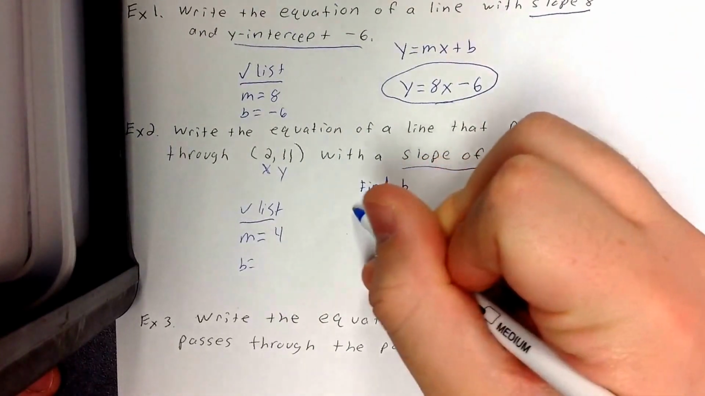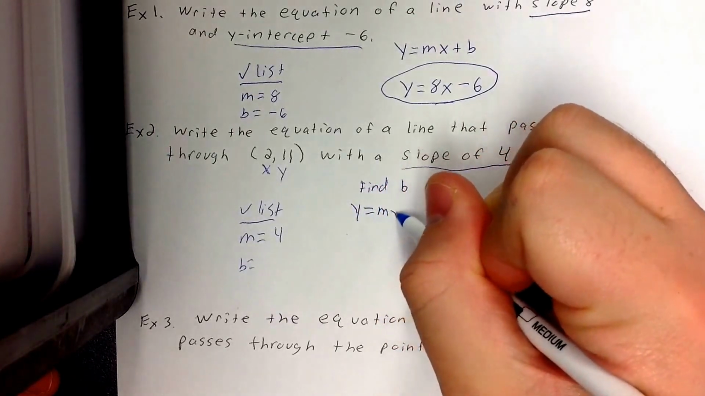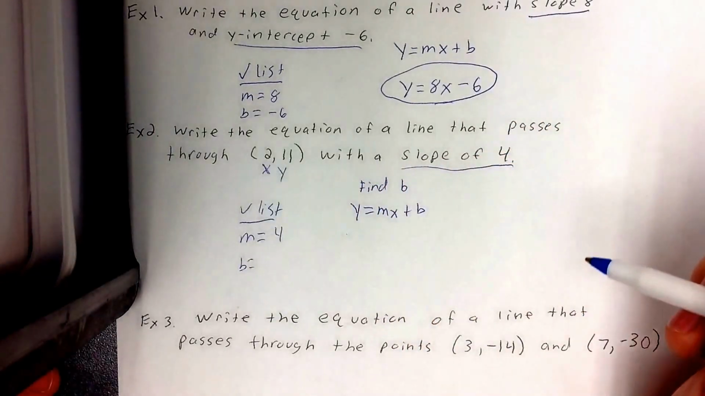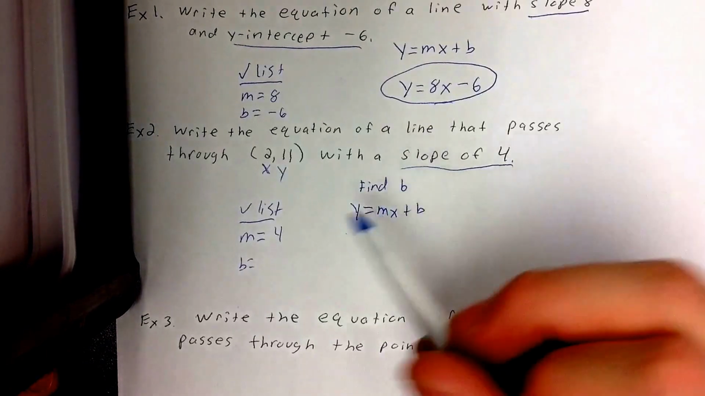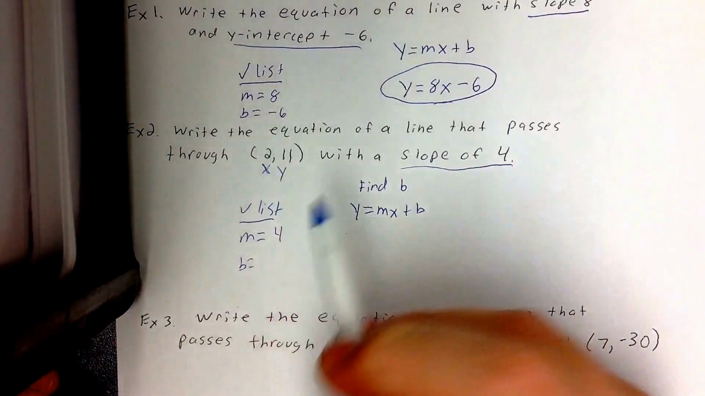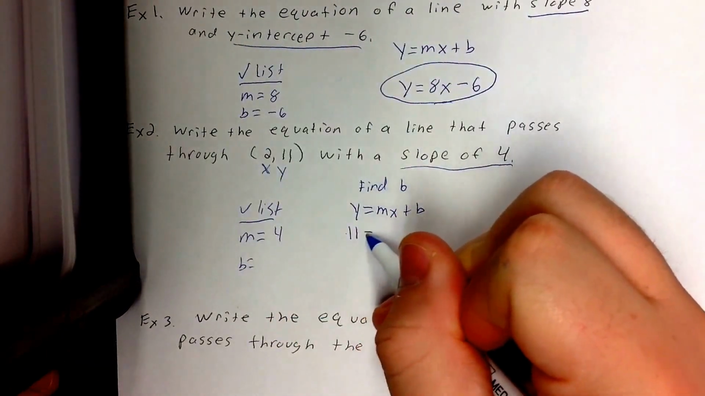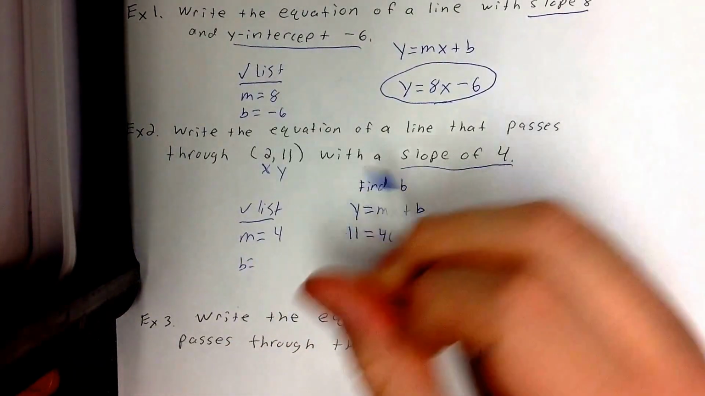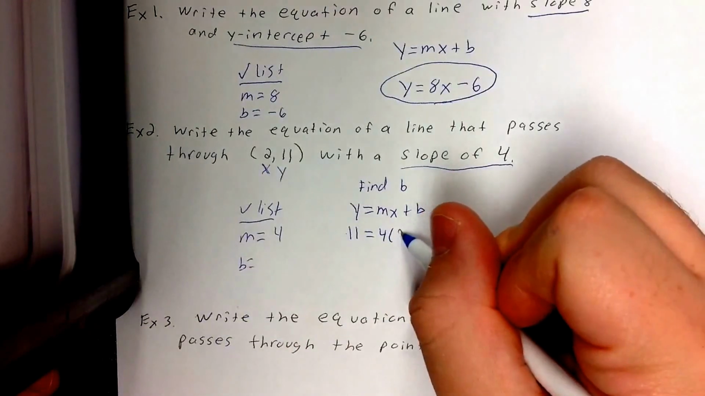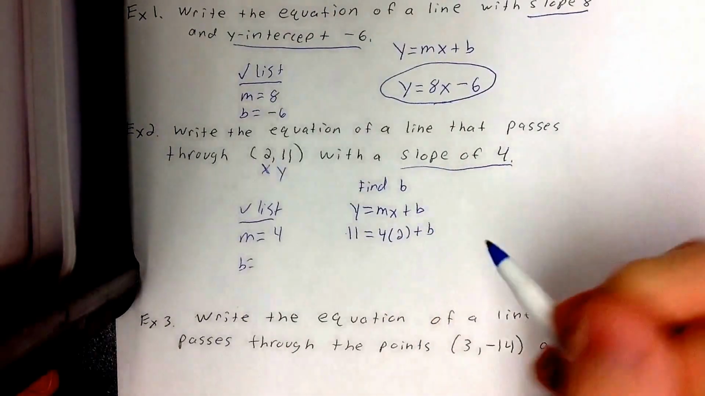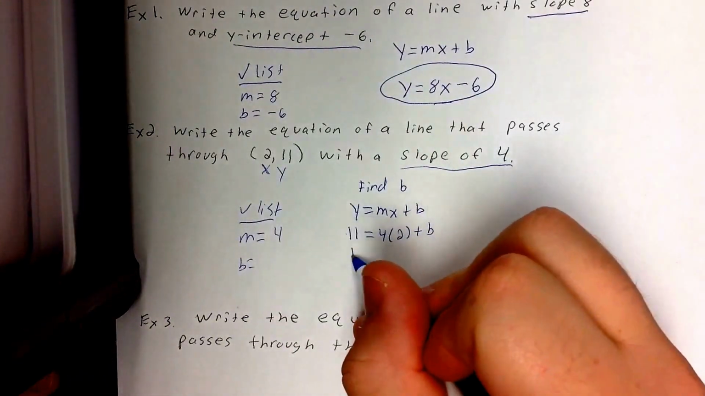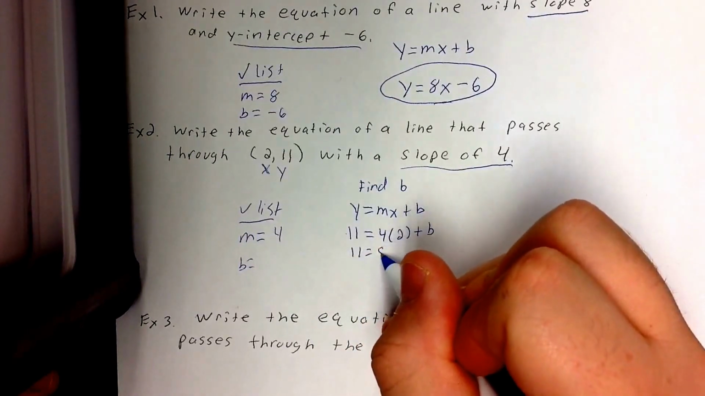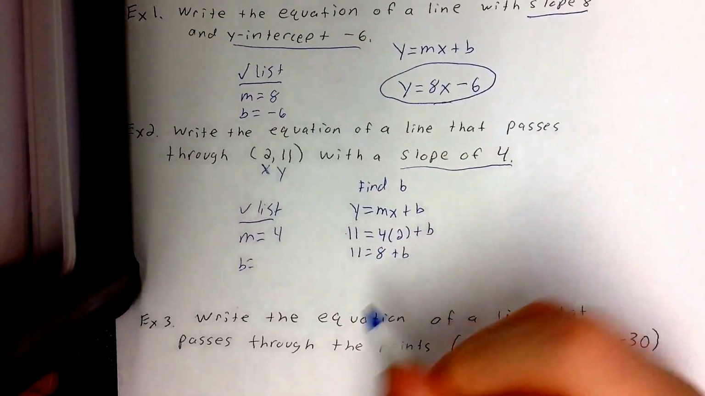In order to do that, we look at y equals mx plus b, and we look at what we need and what we know. I know y is 11, so I can put in 11 for y. M we know is 4, x is 2, and we're trying to figure out what b is. So 11 equals 4 times 2, which is 8, plus b.